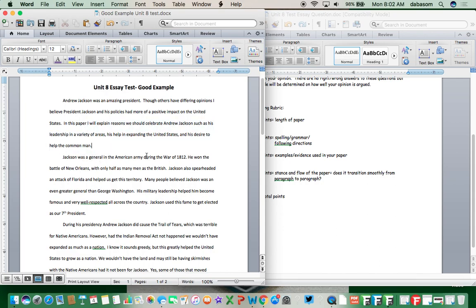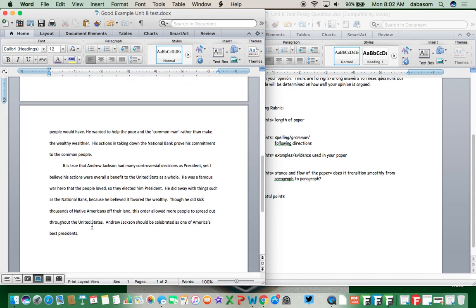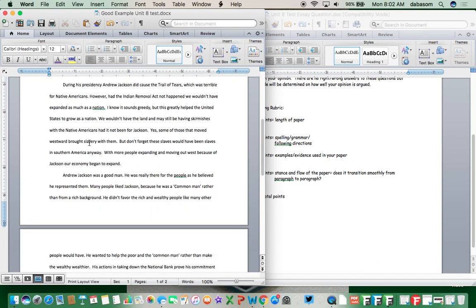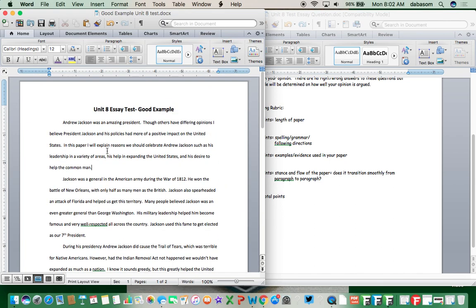So let's continue on, see how this person did with their body paragraphs. Again, you can tell 1, 2, 3, 4, 5 paragraphs makes it really organized. The intro, the conclusion, and then 3 body paragraphs are trying to prove this point about Jackson being celebrated.